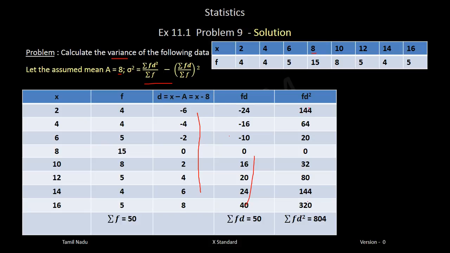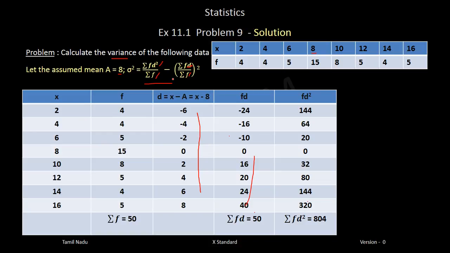Now we have the complete table. All we need to do is sum the f values, which comes to 50, sum up all the fd square values, which comes to 804, and sum up all the fd values, which comes to 50. Now look at the formula: sigma fd square, yes we have. Sigma f, yes we have. Sigma fd, yes we have. Sigma f, yes we have. So all you need to do is substitute all these values in this formula and simplify it to get the variance. You got it?